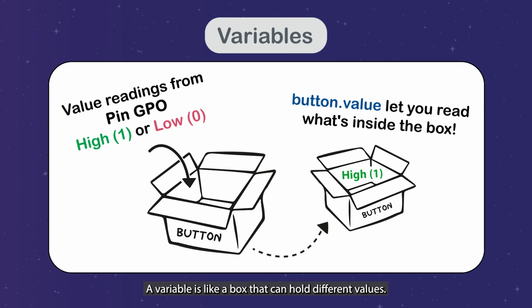A variable is like a box that can hold different values. Think of it like a container that can store numbers, words, or anything else. You can give this box a name like X or button, and then put different information inside it as needed.